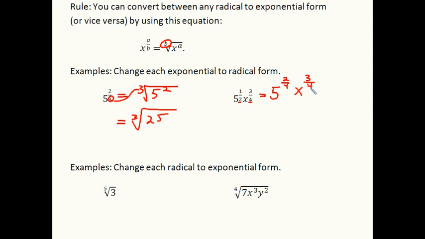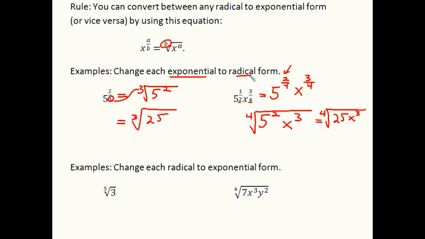And so what we have here is a radical sign. The index is going to be 4 because of the denominator, and then we're going to have a 5, and we'll have a squared because the numerator is 2, and then x cubed. And we can simplify this, so we have the 4th root of 5 squared, which is 25, x cubed. So we rewrote exponential into radical form.